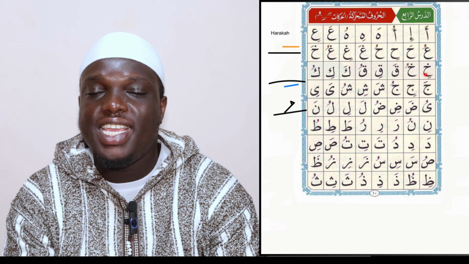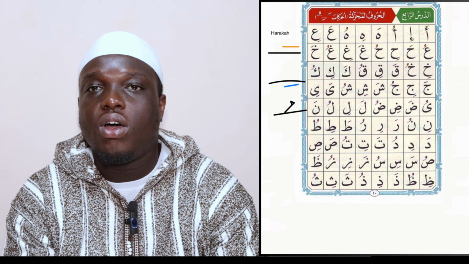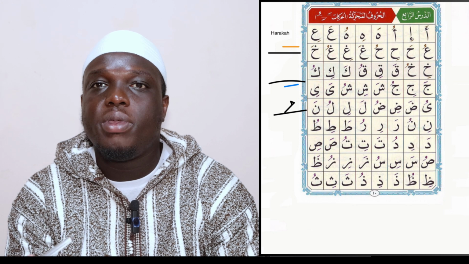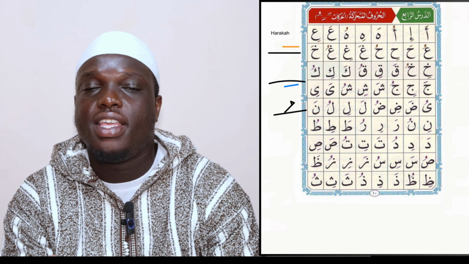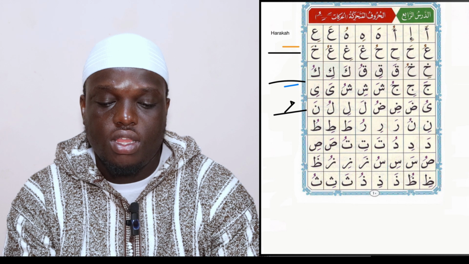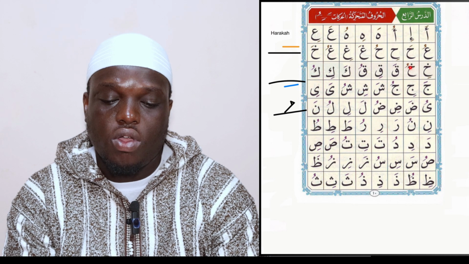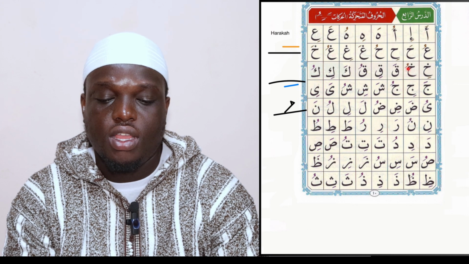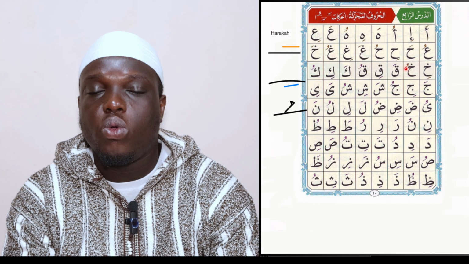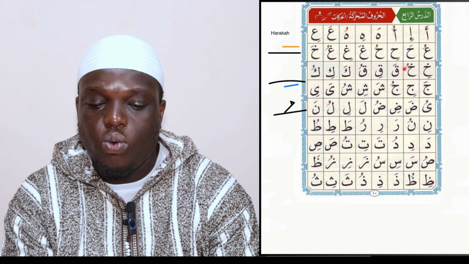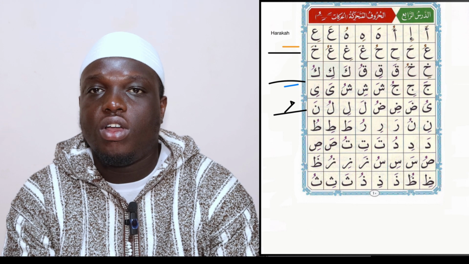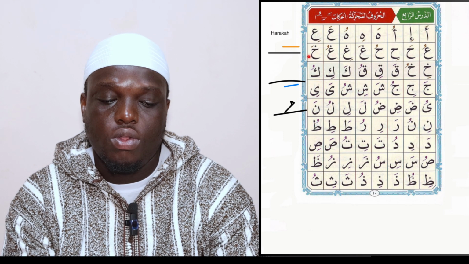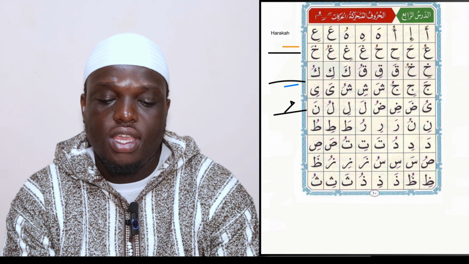We know kasra is an i sound. This is the letter kha. The i sound on the kha will be khi. So kha, khi. Kha, dhamma is khu, the u sound, because there's a dhamma on top of the kha. So we have kha, khi, khu.